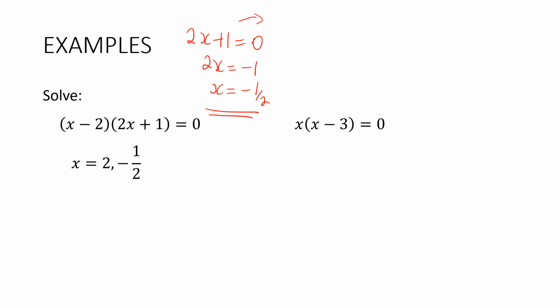Now let's look at the second question. We've got x multiplied by (x minus 3) is equal to 0. So either this is equal to 0 or this is equal to 0. And we can easily see that 3 is going to make 0 here, and 0 is going to make 0 here. So our answers are 0 and 3.